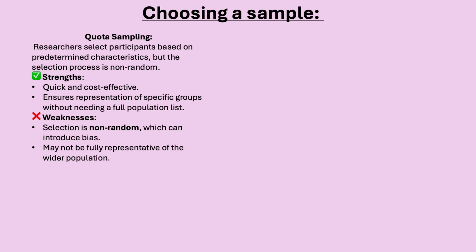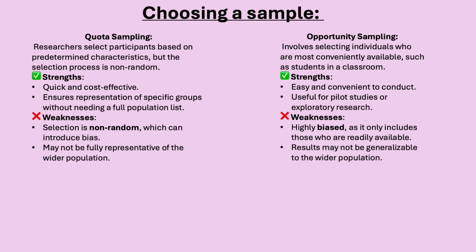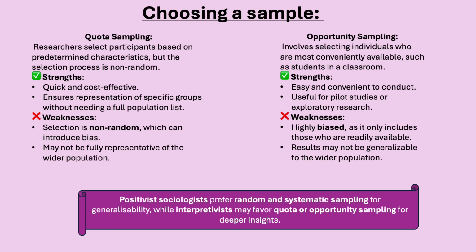taken from each. Then we also have quota sampling, which is researchers select participants based on predetermined characteristics, but the selection process is non-random. And finally, opportunity sampling involves selecting individuals who are most conveniently available, such as students in a classroom. And looking at our theoretical approaches, positivist sociologists prefer random and systematic sampling for generalizability, while interpretivists may favour quota or opportunity sampling for deeper insights.